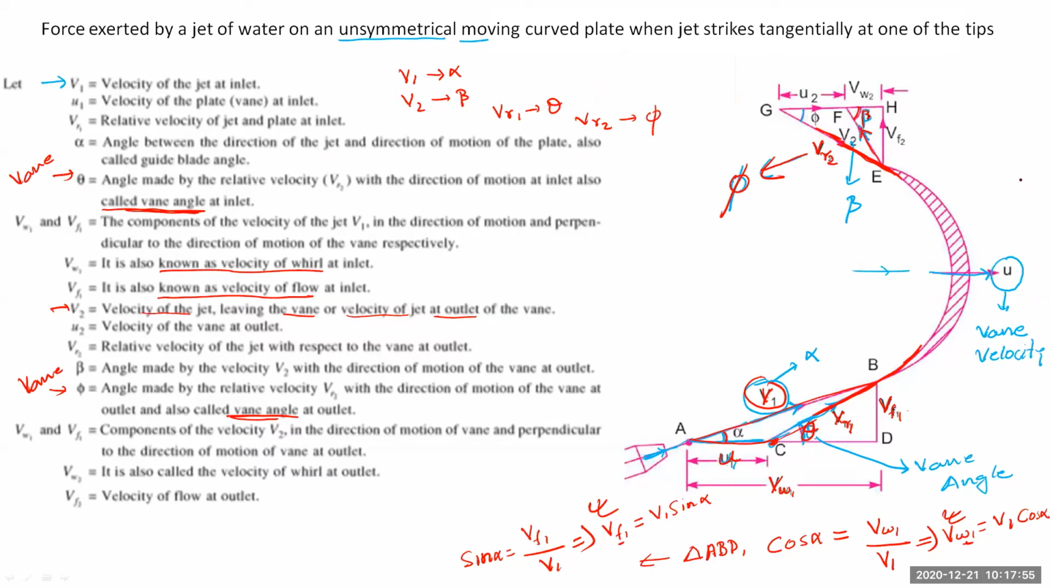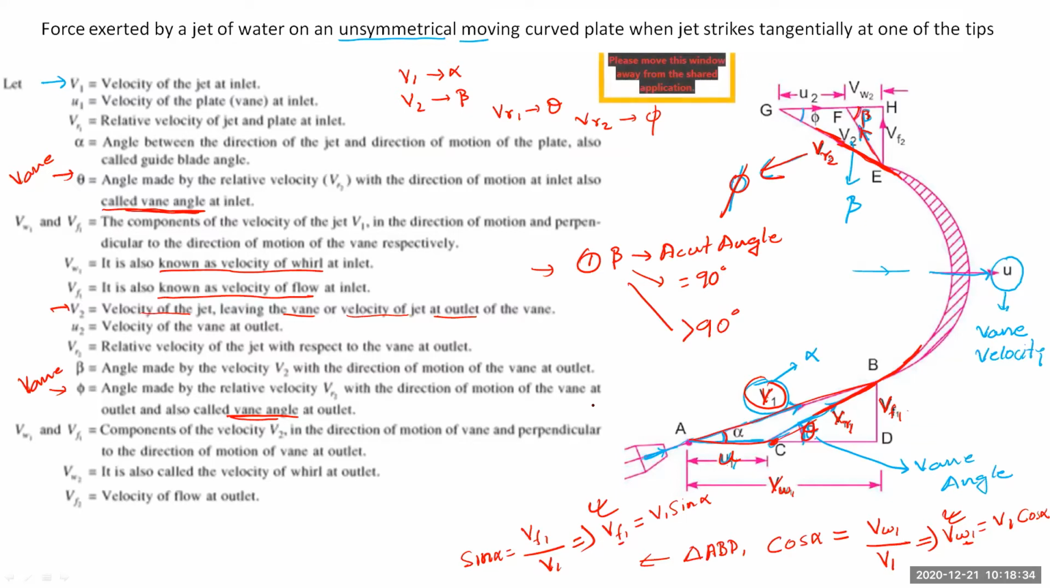Here you can see angle beta. Now I am talking about angle beta. For angle beta less than 90 degrees, it means it is an acute angle. We will see three cases: when beta is less than 90, when beta is equal to 90, and when beta is greater than 90. Three cases will be there. Based on these three conditions, your expression for force calculation and work done will vary.